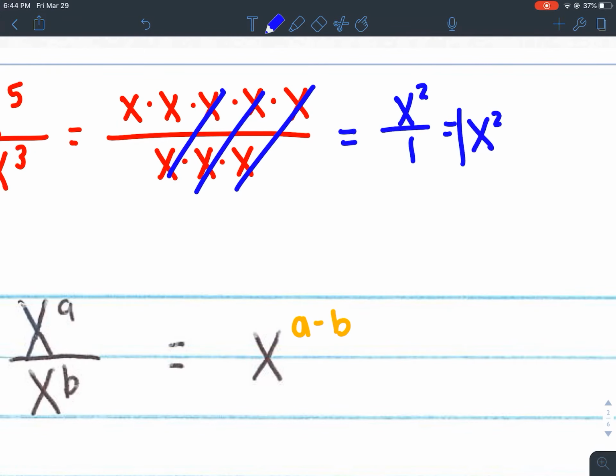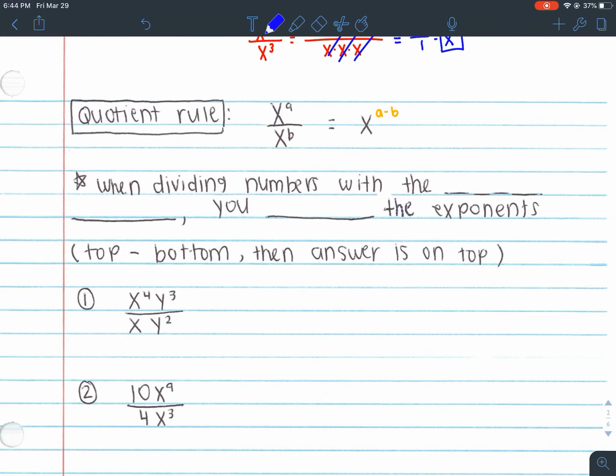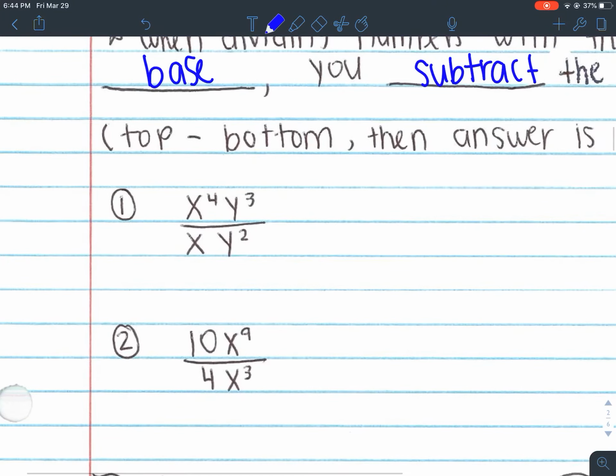So you don't want to have to expand it every time. It's really helpful to know these rules. So when dividing numbers with the same base, you subtract the exponents. Okay? So basically you're doing top minus bottom, and then your answer is typically in the top, in the numerator.